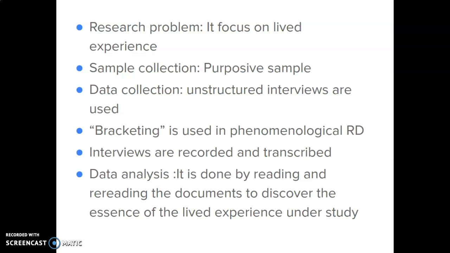Bracketing is used in phenomenological research design. When you hear a person in an unstructured interview, bracketing should be used. Bracketing is nothing but that you should not have any preconceived idea about the phenomenon or event in your mind. You should accept whatever they say. That is called bracketing. Interviews are recorded and transcribed on paper by the researcher. Data analysis is done by reading and rereading and writing it.